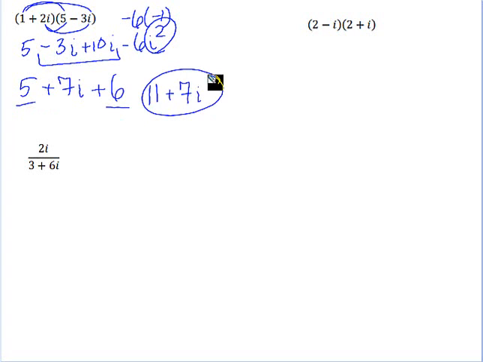We're going to do the same exact thing for our second example here. We can FOIL or double distribute. So we have 2 minus i times 2 plus i. So 2 times 2 is 4. 2 times i is plus 2i.